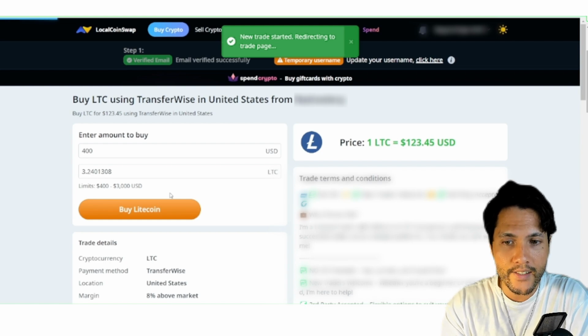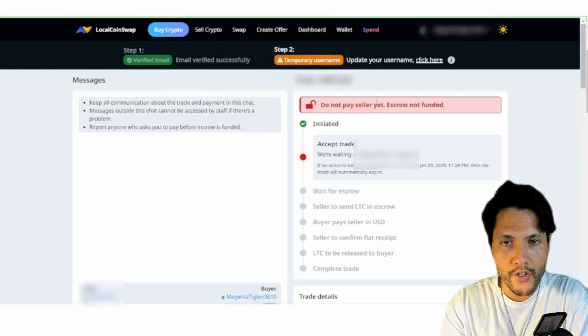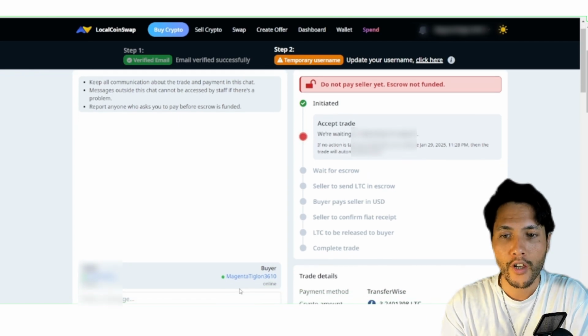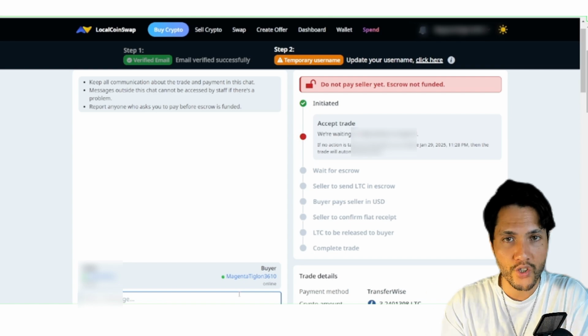So in this case, I'm buying $400 worth of Litecoin, and I've opened up a trade with this person, and you see here, "Do not pay seller yet, escrow is not funded." So this is a very important thing to pay attention to. Your trade will be protected as long as you send when escrow is complete.